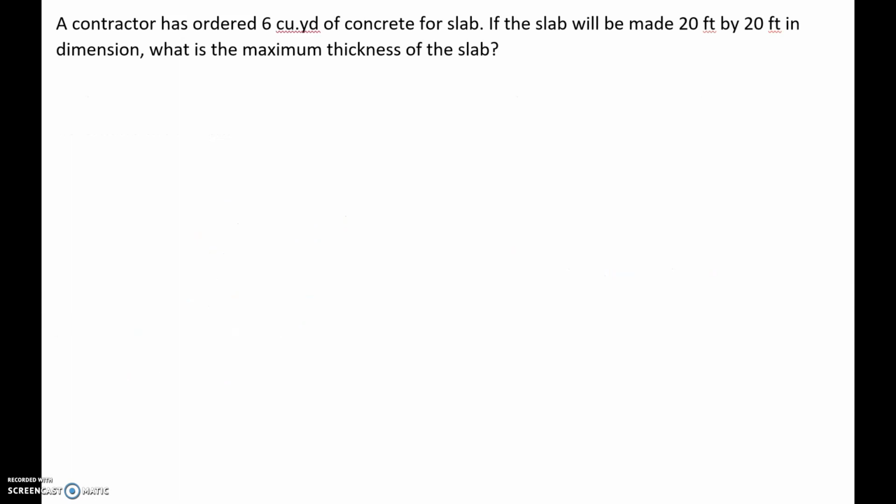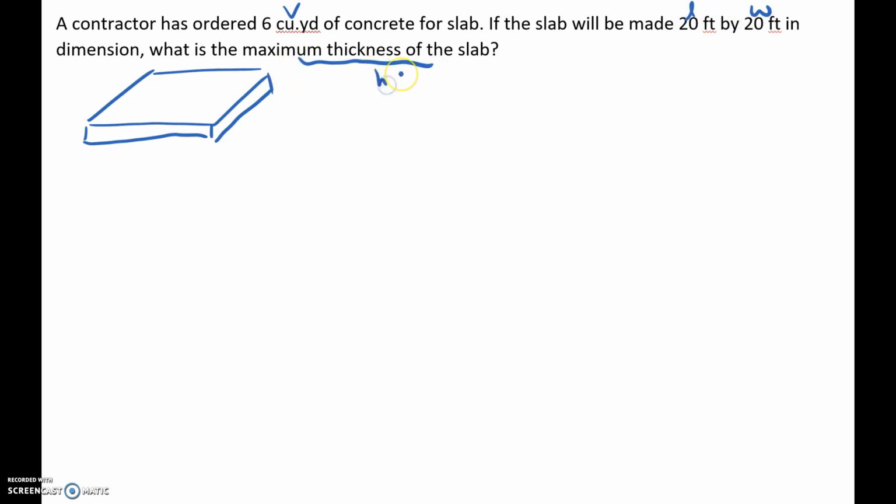A contractor has ordered 6 cubic yards of concrete for a slab. If the slab will be made 20 feet by 20 feet in dimension, what's the thickness of the slab? Visualizing this shape, it's a rectangular prism. We know the volume, the length, and the width, and we are being asked to determine the height. We'll use the same method that we did in the previous example.